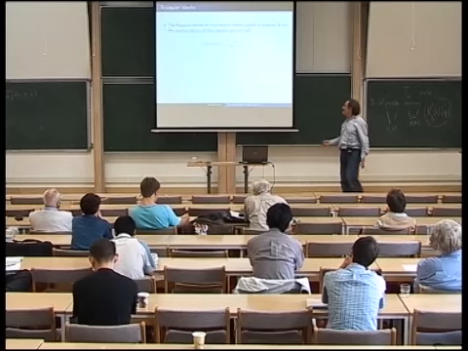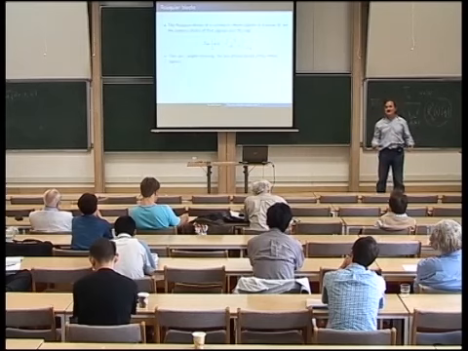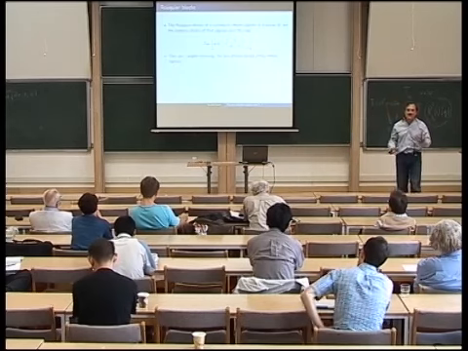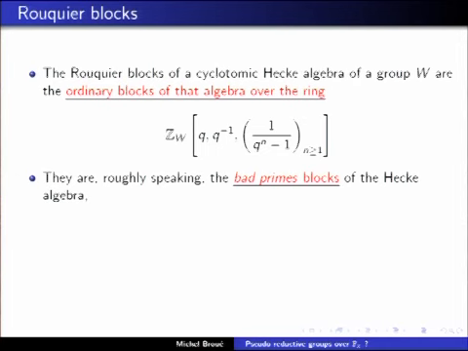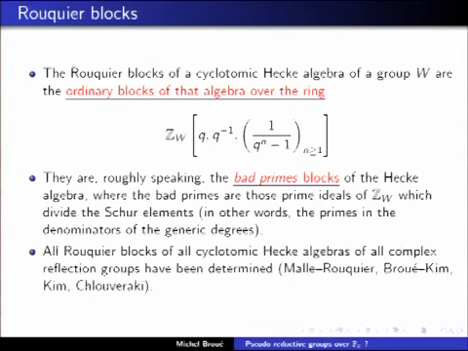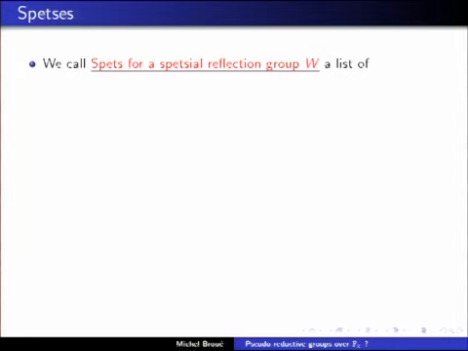And of course, these blocks, the Rouquier blocks, are quite interesting because, roughly speaking, they are the bad primes. What counts really are the bad primes for the corresponding block, etc. All right, let me conclude with spetses. It's a nice island, but let me conclude what we did.